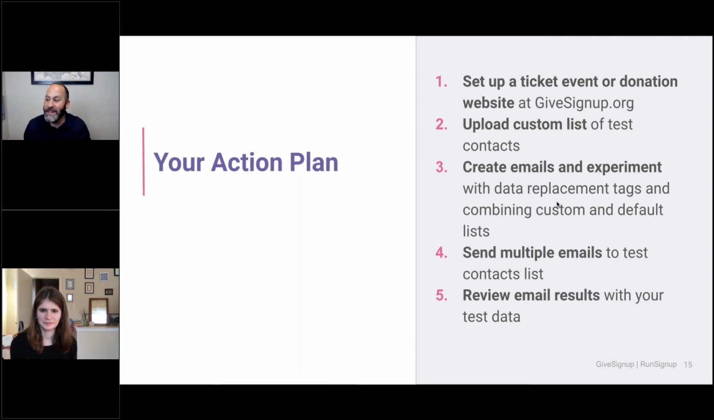And if you don't already, set up a ticket event or a donation website at GiveSignup.org and upload a custom list of folks to test. Again, those could be friends and family or folks that you work with in your organization. And then create emails and just send things out and have people give you feedback. Maybe do some test databases of your internal folks with not real data, but maybe dollars raised in 2021, supporter status that they reach, or events that they attended, and use those data replacement tags.